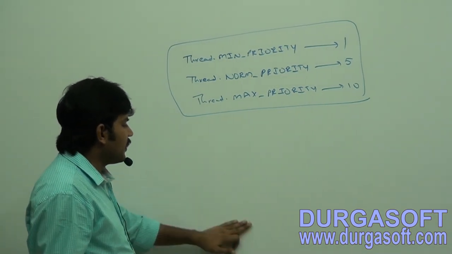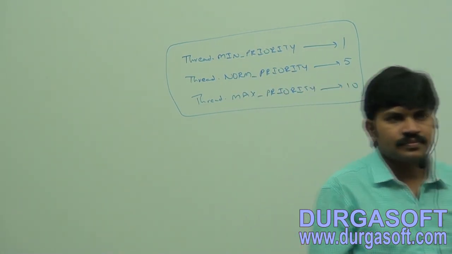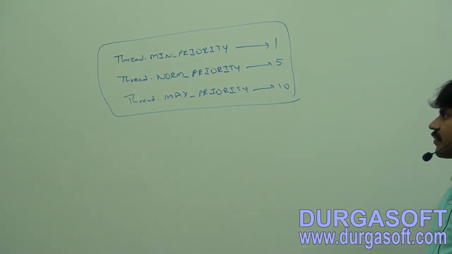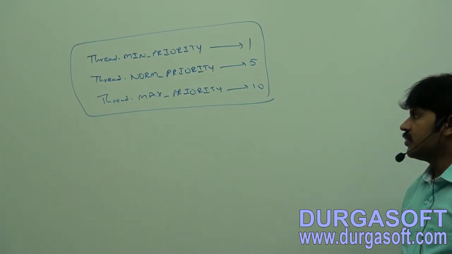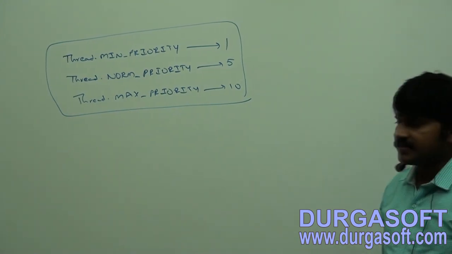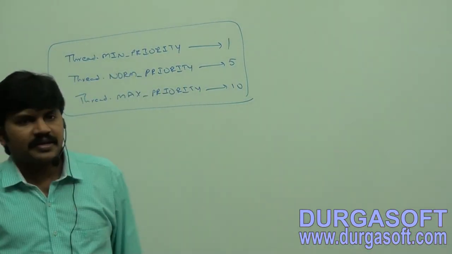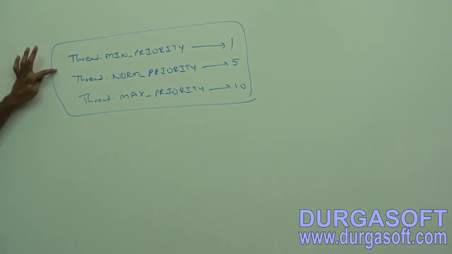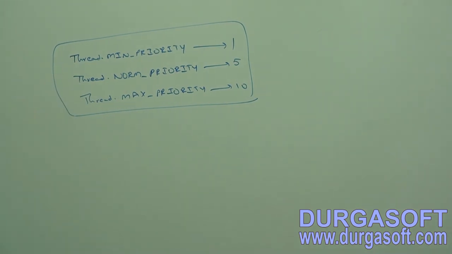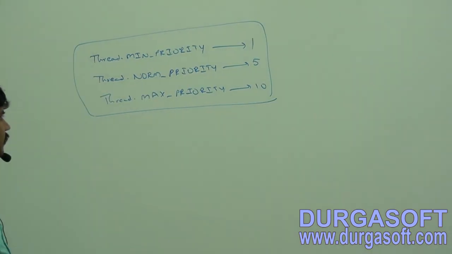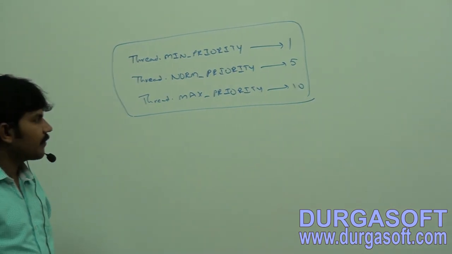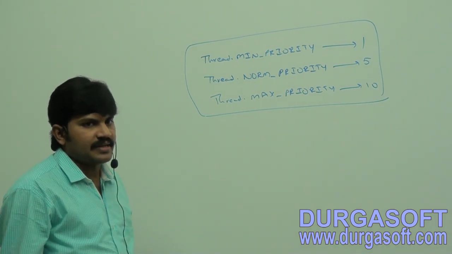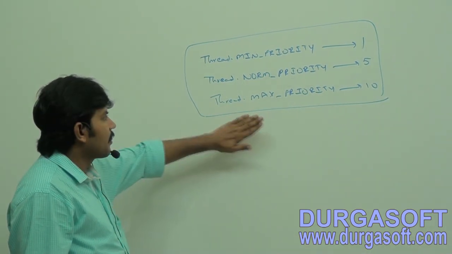Thread.MIN_PRIORITY is nothing but 1. Thread.NORM_PRIORITY, its value is 5. Thread.MAX_PRIORITY, its value is 10. So MIN_PRIORITY has value 1, NORM_PRIORITY has value 5, MAX_PRIORITY has value 10. Completed, right?